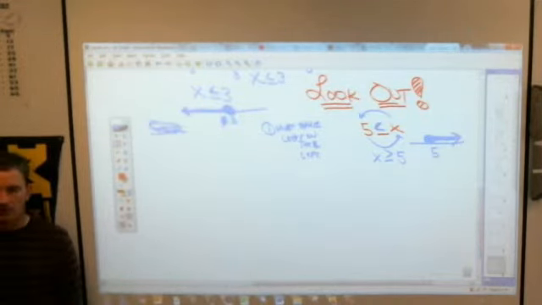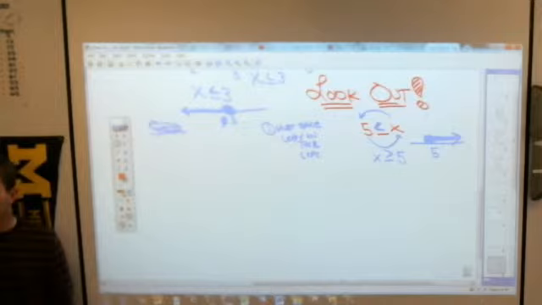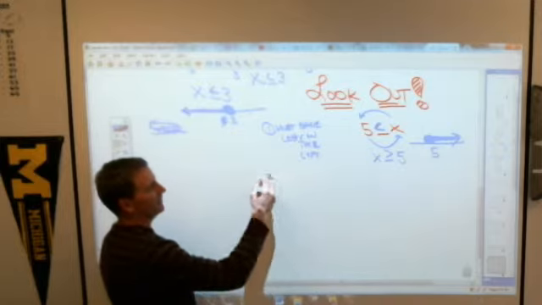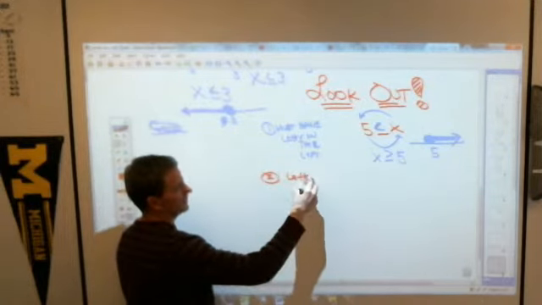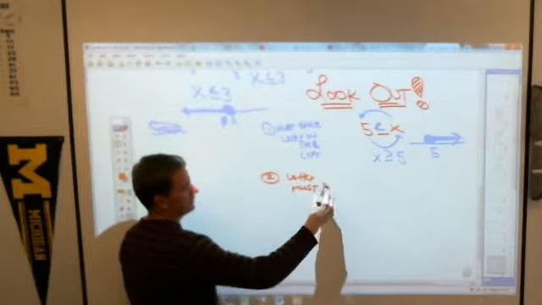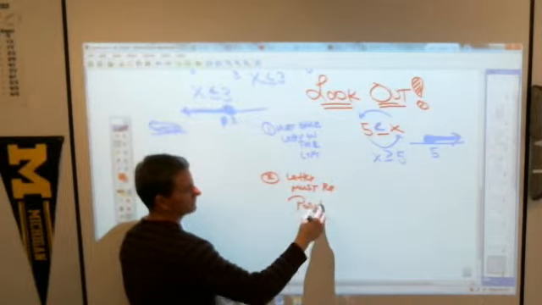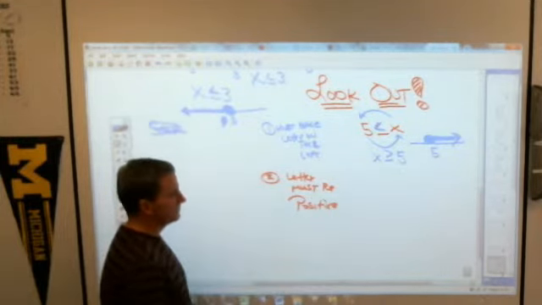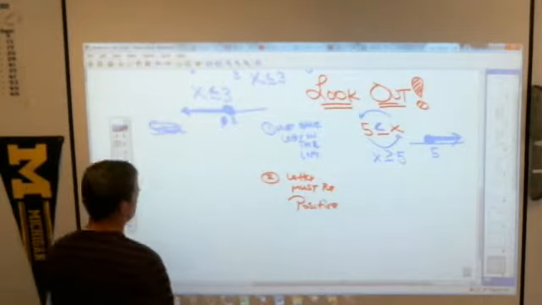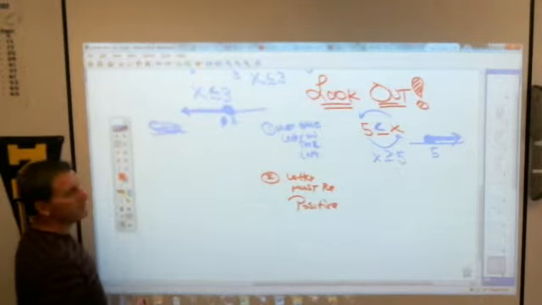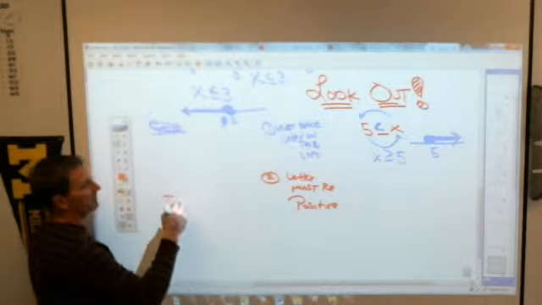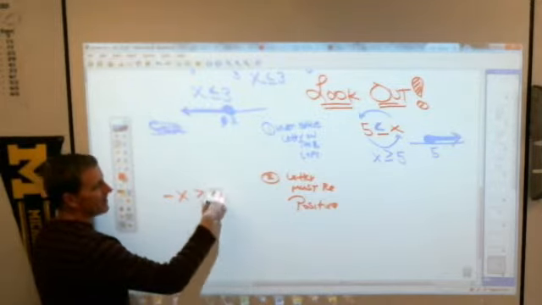Now, what else do we have to look out for? One thing we look out for is the letter on the wrong side. The second thing is the letter must be positive. Somebody say, are you sure? I am positive. So if, when you get to the end of your equation, it looks like this, negative x is greater than 7.